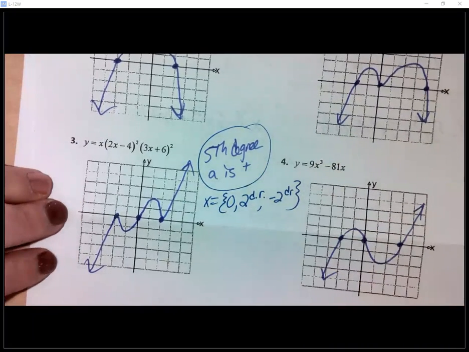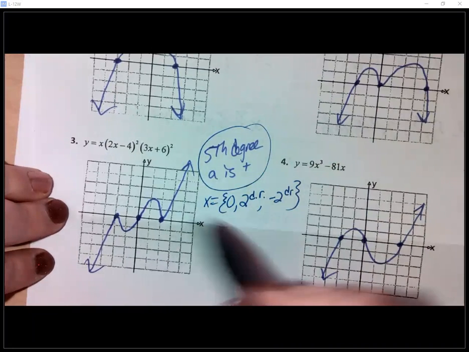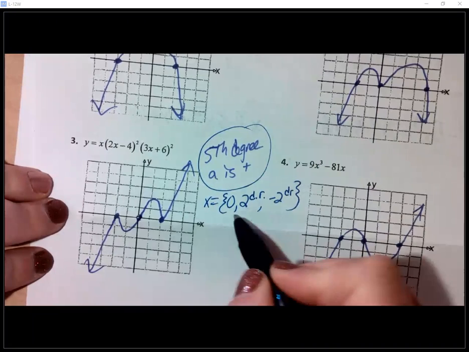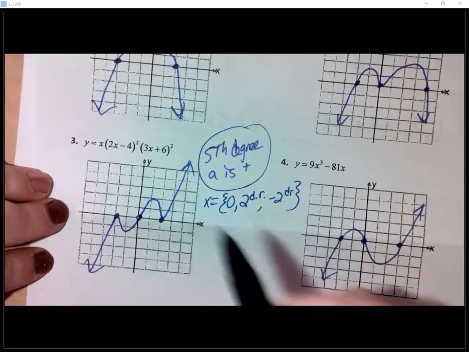Now that I know where those zeros are, I'm putting dots there. So I'm going to put a dot at 0. I'm going to put a dot at positive 2. And I'm going to put a dot at negative 2.